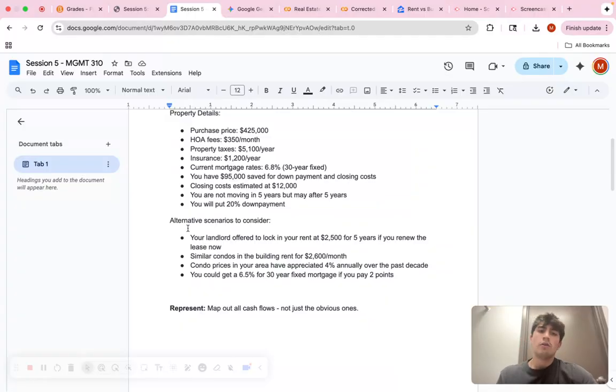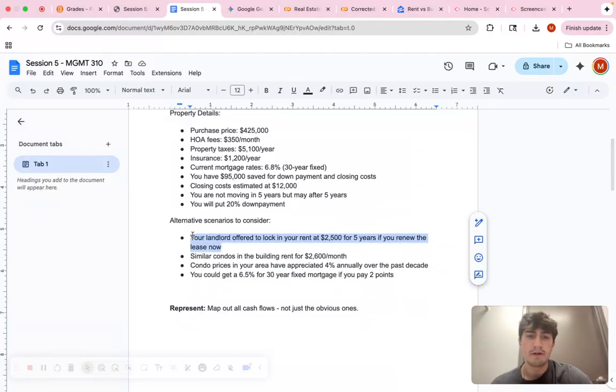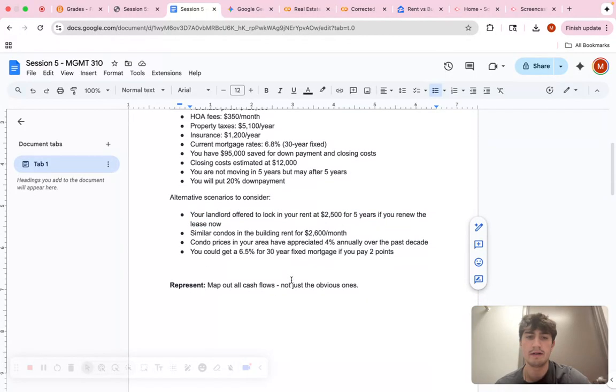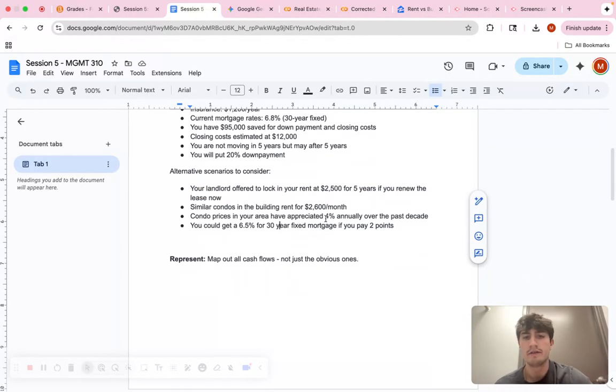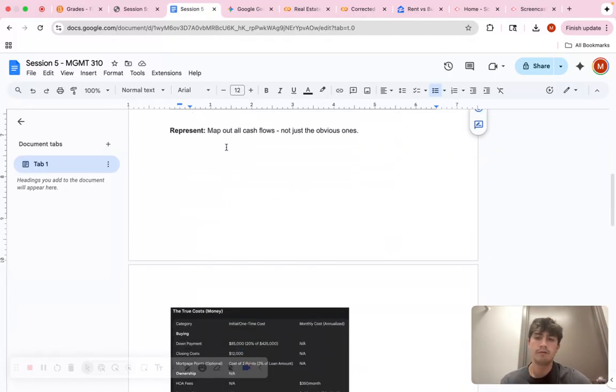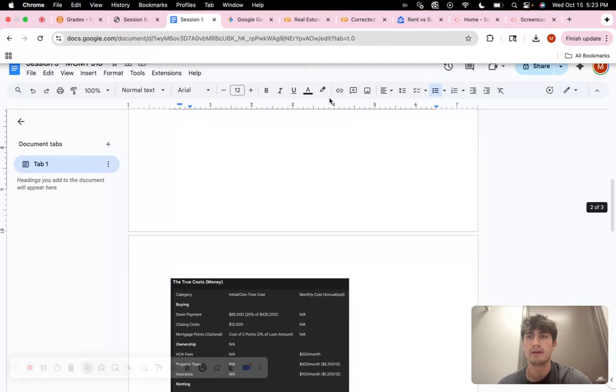And then we have these alternative scenarios, which we're specifically going to focus on the locked rent option. So the 2,500 for 5 years if you renew the lease now. So, and then this appreciation, we'll get into all of that. So let's go into the cash flows here.